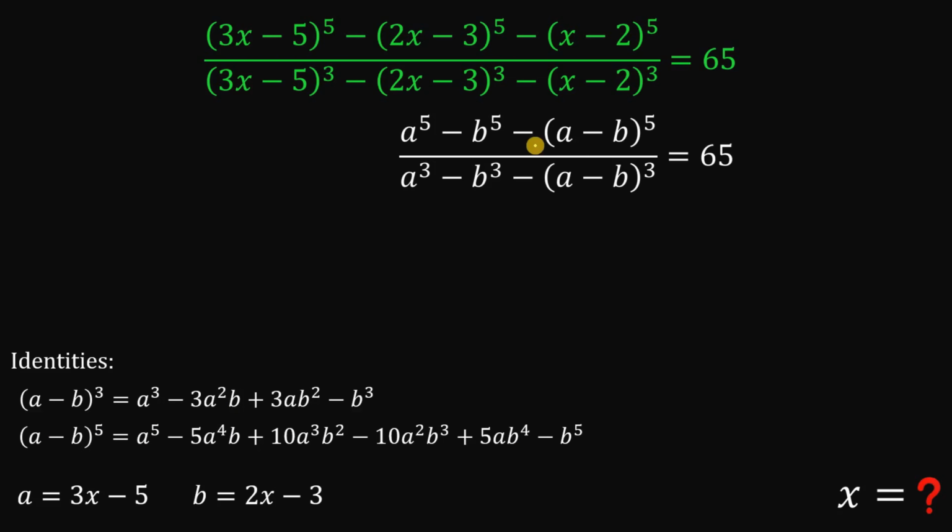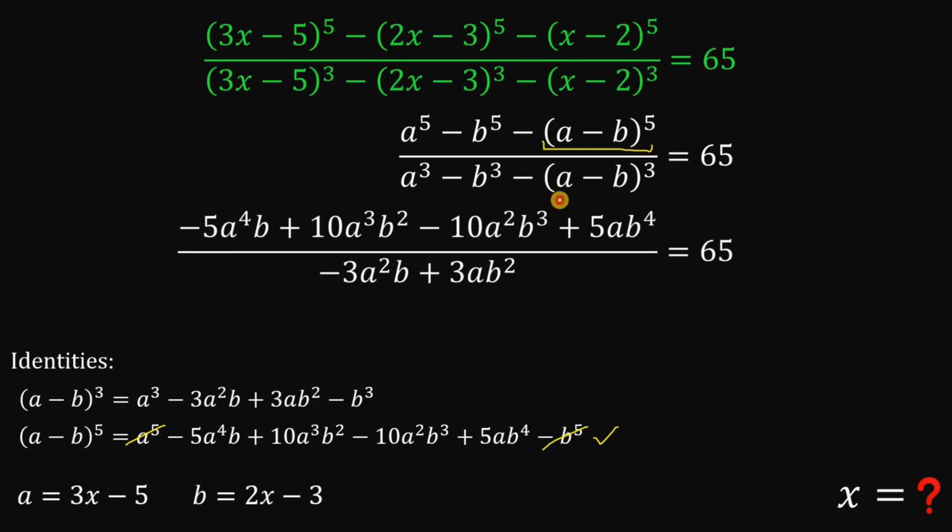And now, replacing this a minus b raised to the fifth power with this identity, take note that we can eliminate a raised to the fifth power and negative b raised to the fifth power. They are gone. And also, if we replace a minus b raised to the power of 3 using this identity, we do the same thing. We eliminate a cubed and negative b cubed. So we end up with this equation.